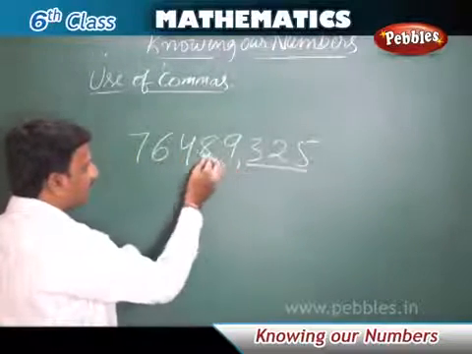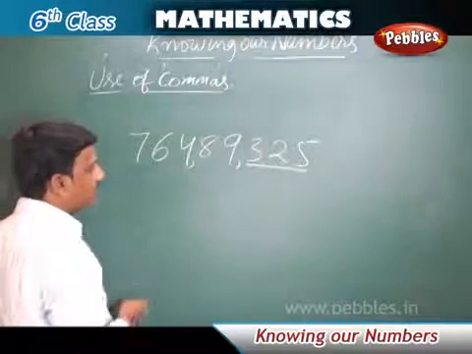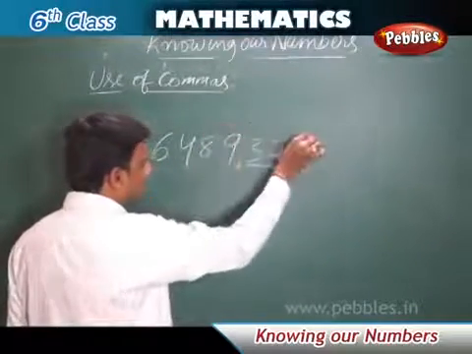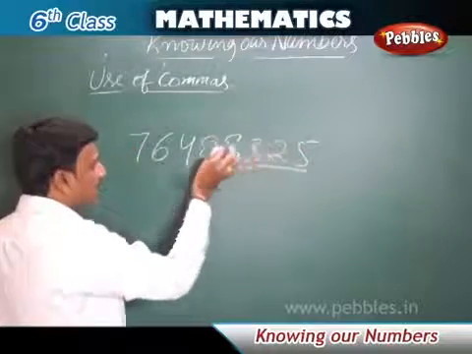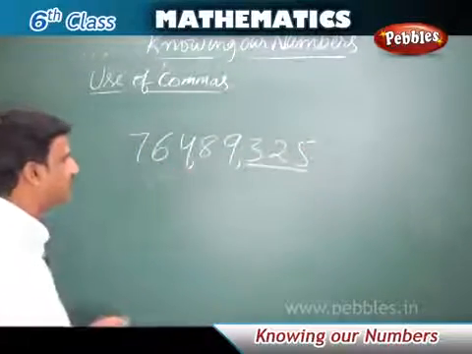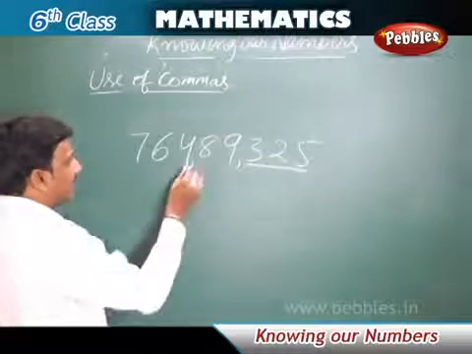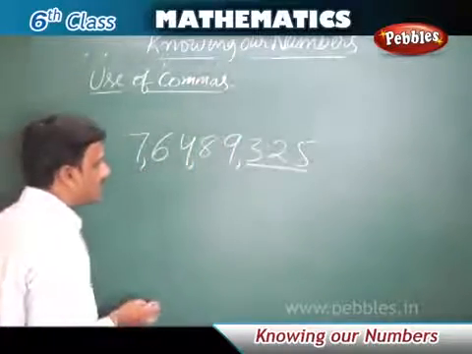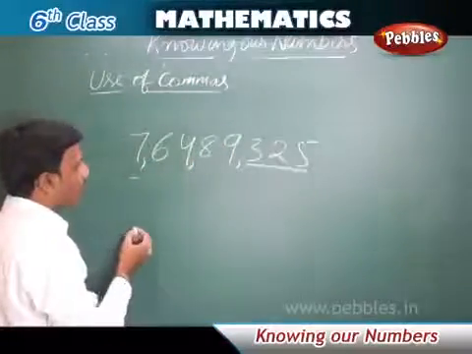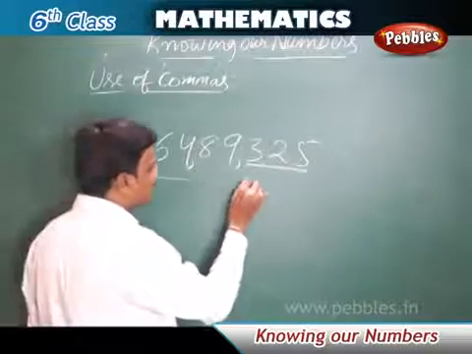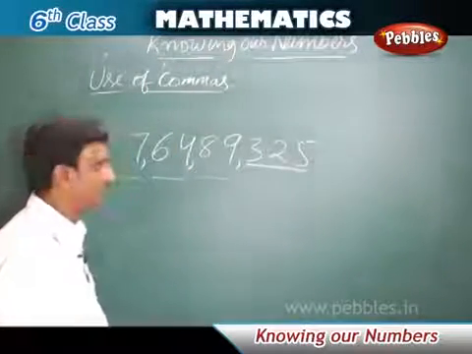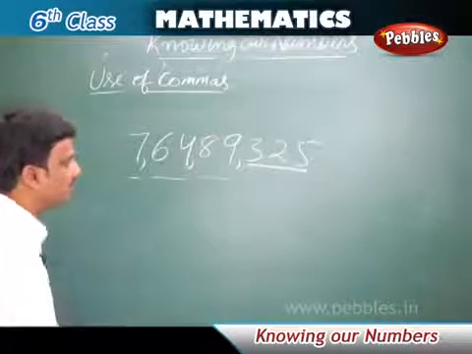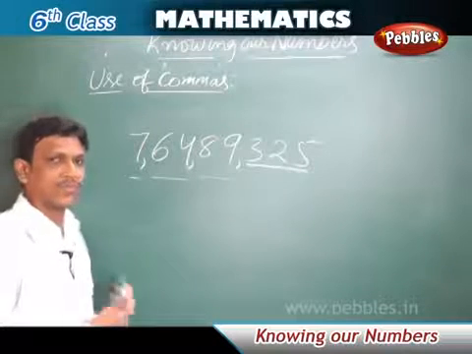Now again, after two more places from right to left, we place the second comma. That is after the fifth digit, 1, 2, 3, 4, 5. After the fifth digit, the second comma is placed. Now again, after two digits, that is 7 digits from right to left, we place the third comma. Now we can read this as 7 crores 64 lakhs 89,325. So this is according to the Indian numbering system. We placed the commas. So what is the use of commas?